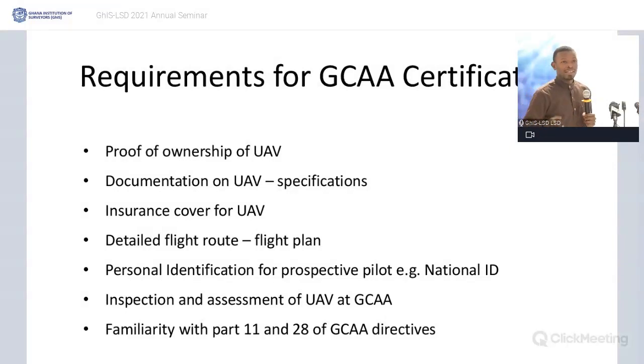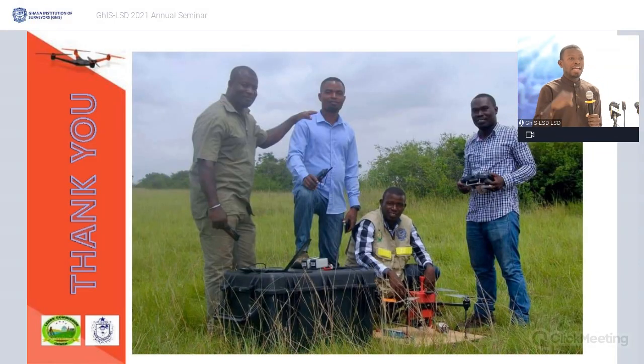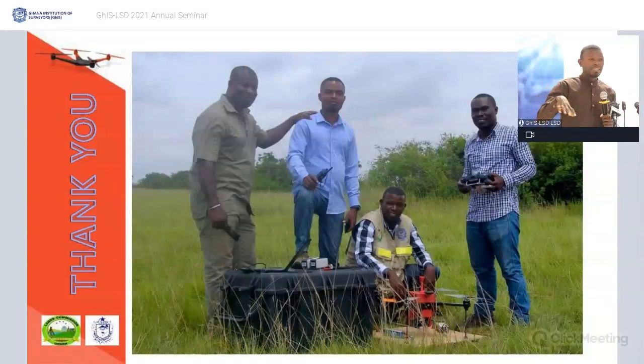And the final one is the two documents that I made reference to earlier, the Part 11 and then 28 of the Ghana Civil Aviation Authority regulations. So I'm bringing this presentation to an end, but I just want to state on the fact that I talked about the regulation. Initially, I talked about two forms. First, from the regulator of our airspace, and then second, from the regulator, the National Mapping Agency.